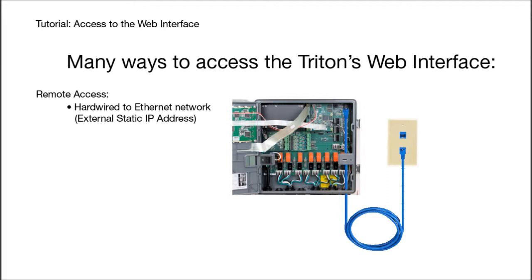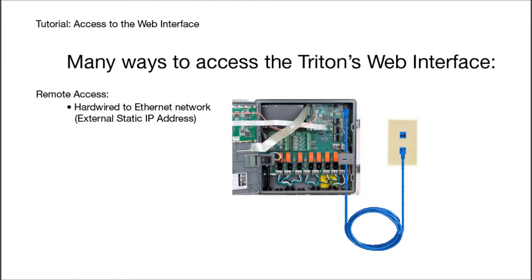The most conventional method is with an Ethernet cable connecting the Triton controller to the local area network of the building. To access the web interface, you'll need to get 3 and hopefully 4 addresses from the IT department of the building. 3 of those, the static IP address, gateway, and mask, would allow you to have access inside the building on the LAN or local area network. The 4th address would be punched through the firewall to give you remote access.